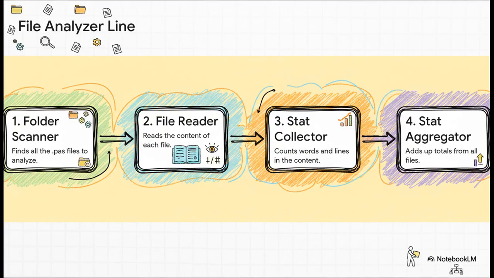Let's make this real with a great example. Imagine you're building an app that analyzes a bunch of text files. Well, stage 1, the folder scanner, just finds all the files you need to look at. Stage 2, the file reader, reads what's inside them. Stage 3, the stat collector, counts up all the words and lines for each file. And the final stage, the stat aggregator, adds up all those counts to give you a grand total. Each stage is a total specialist, laser-focused on just one part of the job.